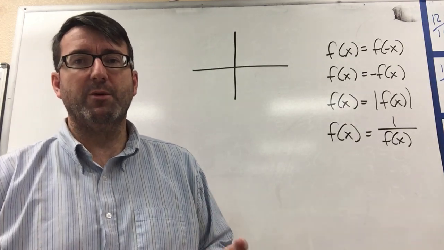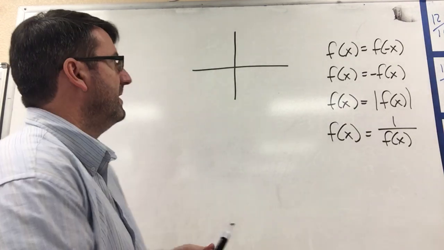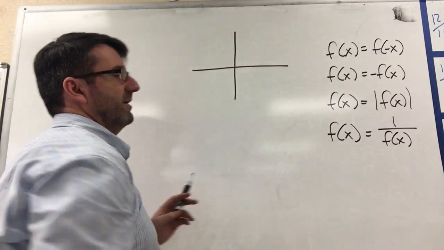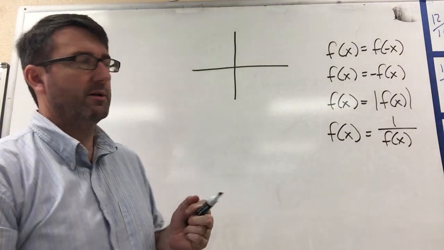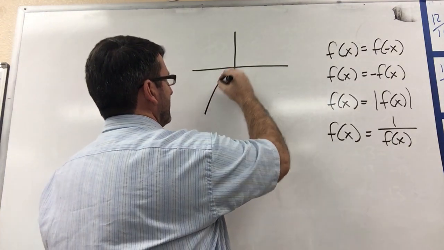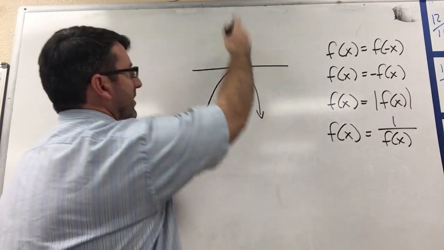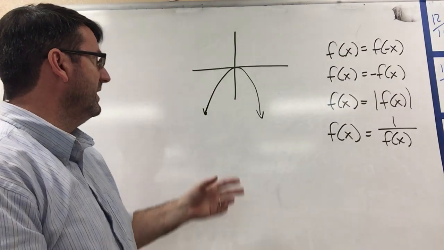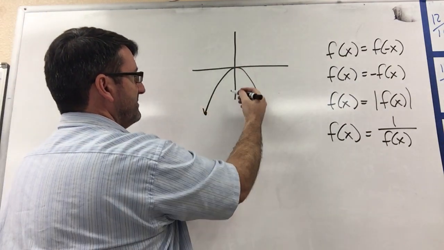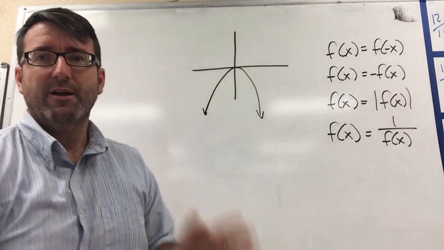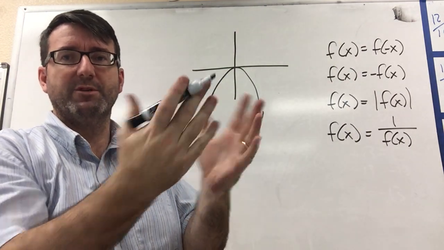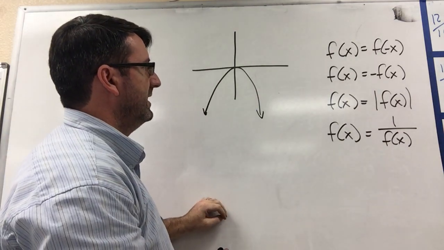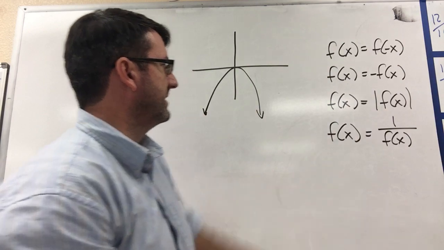So symmetric with respect to the y-axis means that whatever's on this side of the y-axis is going to be mirrored over here on the other side of the y-axis. For example, a parabola like this. Or anyway, the parabola right side up would also work. It's symmetric with respect to the y-axis because we could fold this right along the y-axis and the graph would just fold onto itself. So this is symmetric with respect to the y-axis. And we want to see which one of these works.